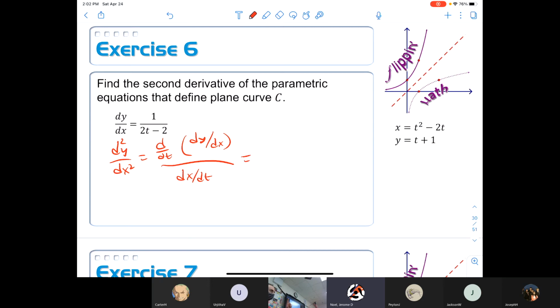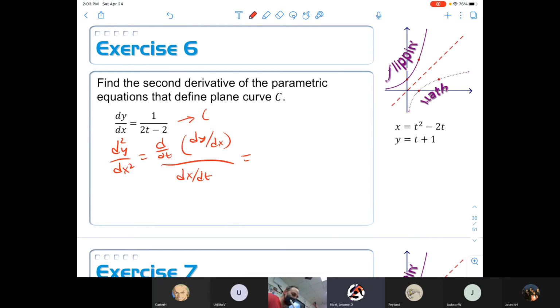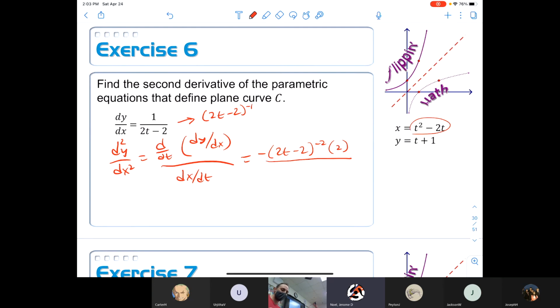All right, so the derivative of y with respect to t, I have to take this thing's derivative right there. To do that, I'll probably rewrite that as (2t minus 2) to the -1 power. Now, we're taking it with respect to t, so t is the independent variable here, so there's no implicit differentiation. It is negative (2t minus 2) to the -2 power times 2, all over dx/dt, which was 2t minus 2, right?